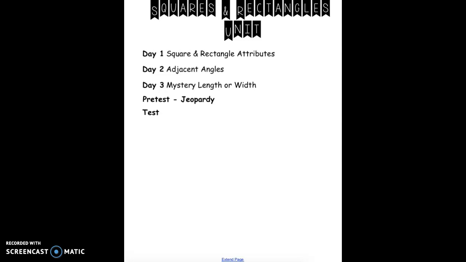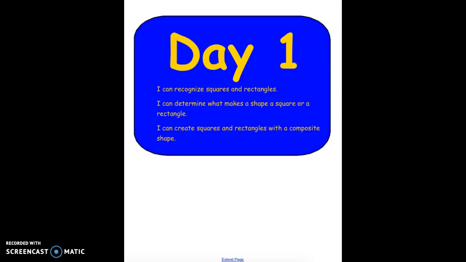So let's get started. Our I-CANs for today are: I can recognize squares and rectangles, and yes, I'm not losing my mind. There are more things you need to learn about them than just the basic shapes. I can determine what makes a shape a square or a rectangle. I can create squares and rectangles with a composite shape.